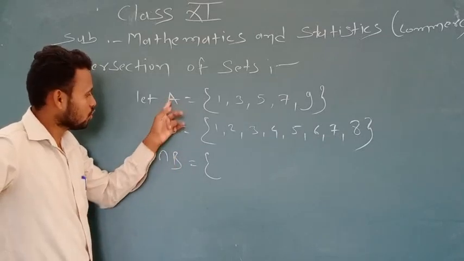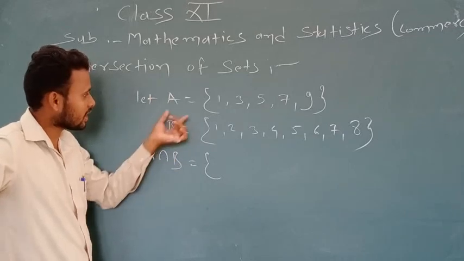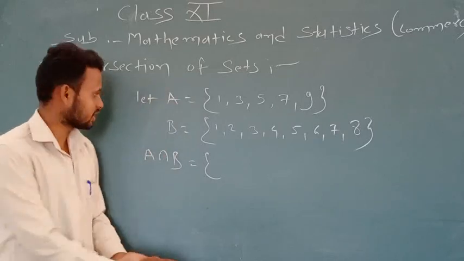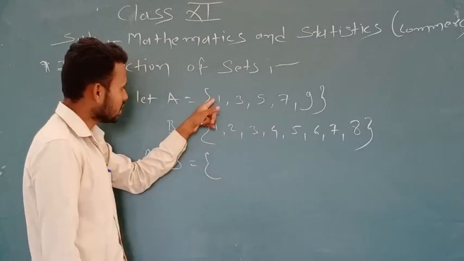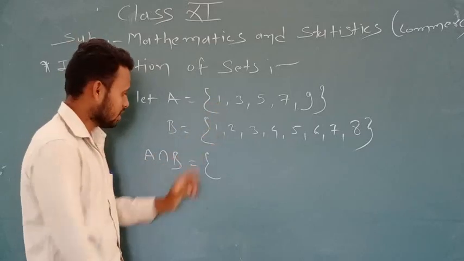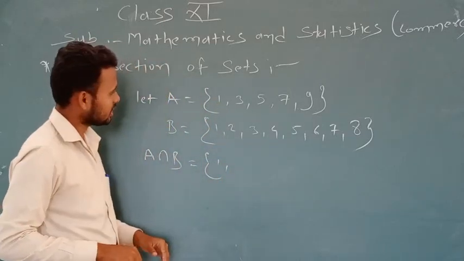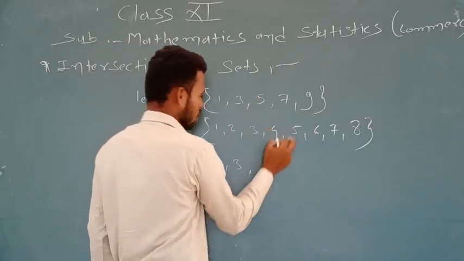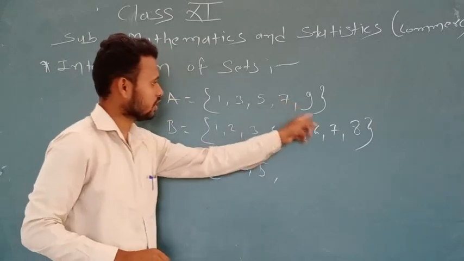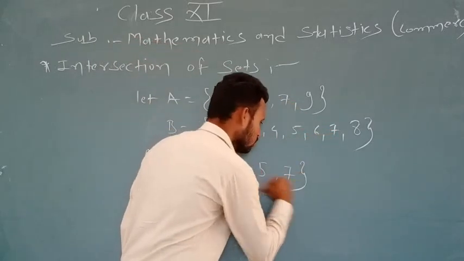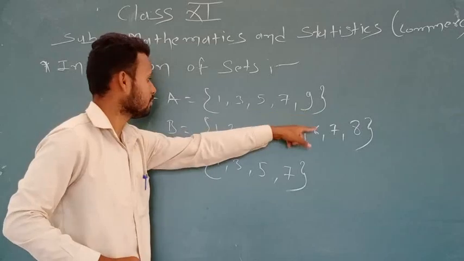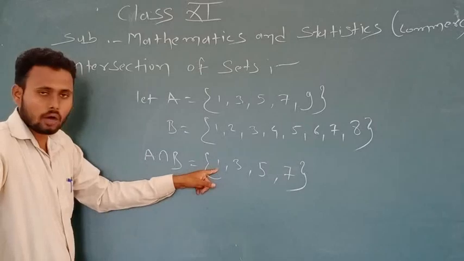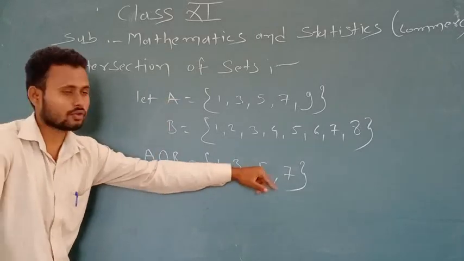It means simple. When we take the intersection of two sets, what do we do? We take the common elements of the two sets. Here, the common elements of A and B: 1 also comes, the next common element 3, the next common element 5, and 7 is also common. The next, 9, is in A but not in B. Therefore, the intersection of A and B contains the common elements of sets A and B: 1, 3, 5, 7.